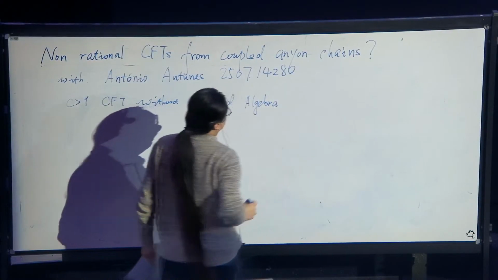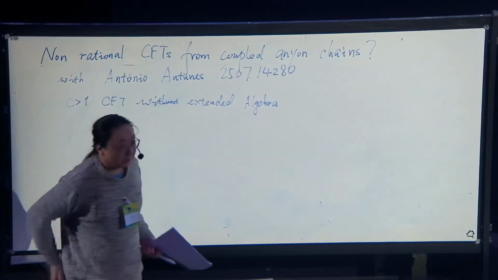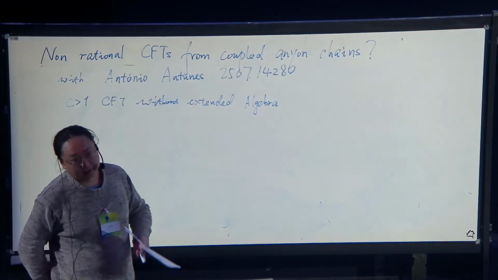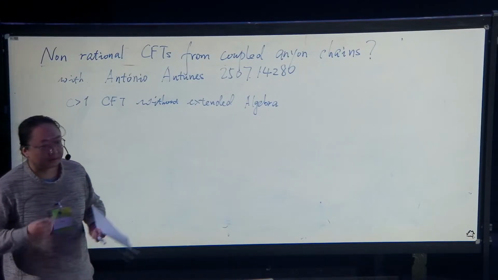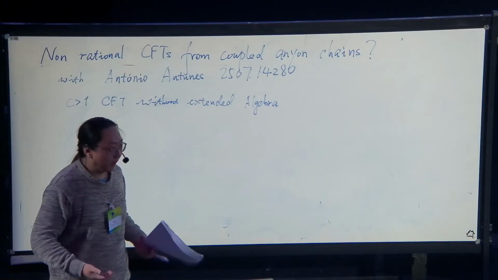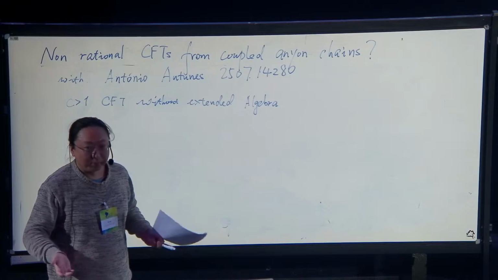Which means that the CFT should have just Wilson algebra and nothing else. Because of this, the number of primaries would be infinite. There's no algebraic or integrable way of solving it.